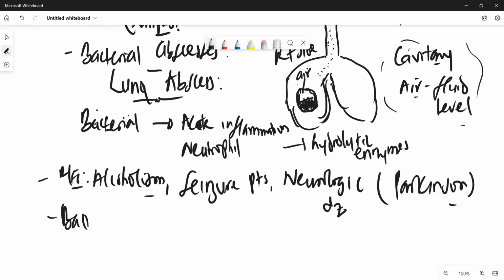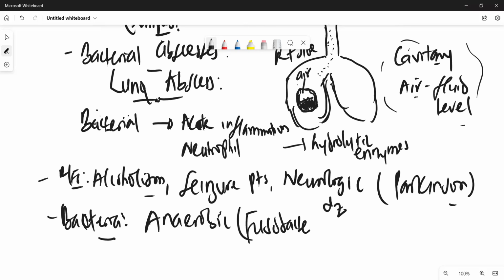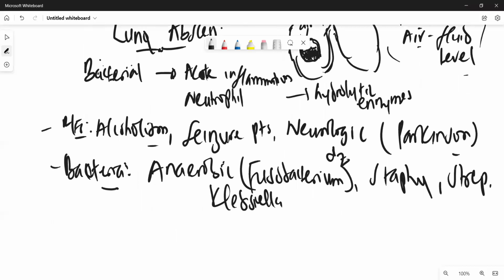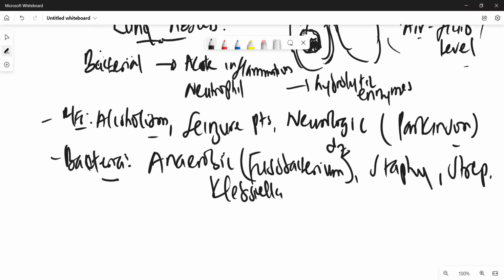And then what are the bacteria that you want to be thinking of in aspiration, right? So you want to be thinking of those anaerobic bacteria, for instance Fusobacterium, Staph, Strep. Also, Klebsiella is very common, particularly with alcohol, right? And any of these could get into the lungs and lead to this lung abscess, right?